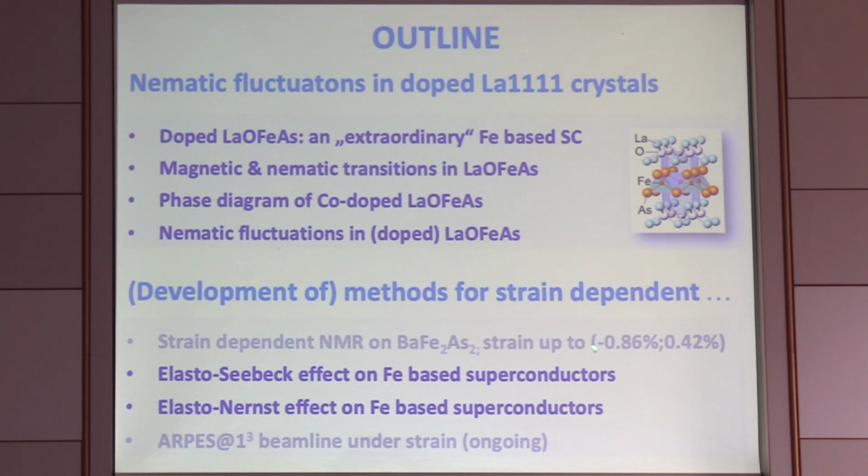Together with Clifford Higgs, we have an NMR cell, which is now operational up to pretty high strains. What I will show a little later on are elasto-Seebeck, so thermal power effect as a function of strain, on these iron-based superconductors, and we have also measured the Nernst effect under strain. And currently, people in Berlin are trying to get the ARPES running under big strain. We'll see whether this works, maybe a little bit later.